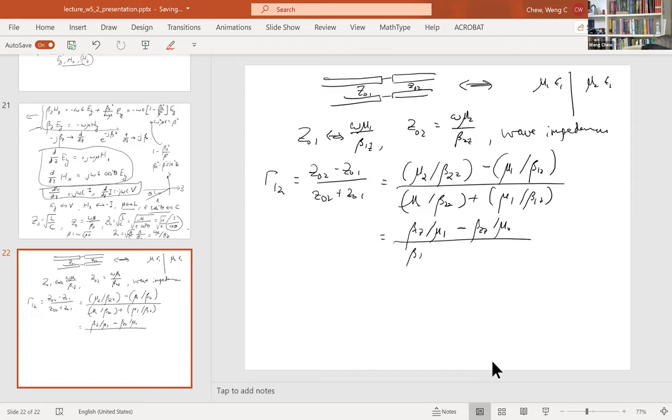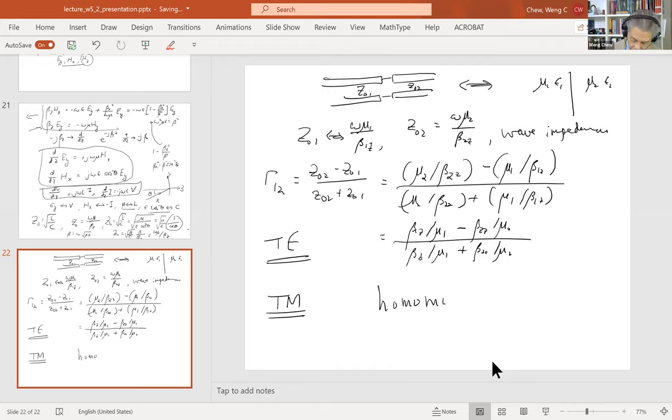Over beta c over mu 1 plus beta 2z over mu 2. Okay, so we have successfully done this for TE polarization. In the lecture note, I will teach you how to do it for TM polarization. And hence the TM polarization can also be mapped to a single junction transmission line problem. That is the intent of this lecture, to show you that there is a one-to-one homomorphism between these two problems, a single junction transmission line problem and a single interface plane wave reflection problem.